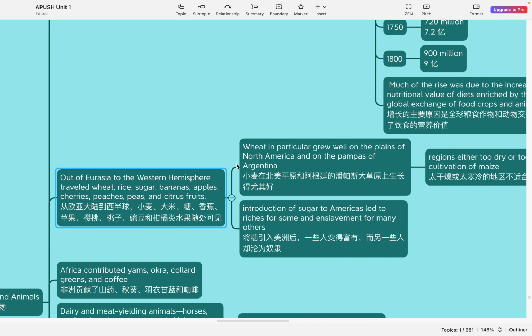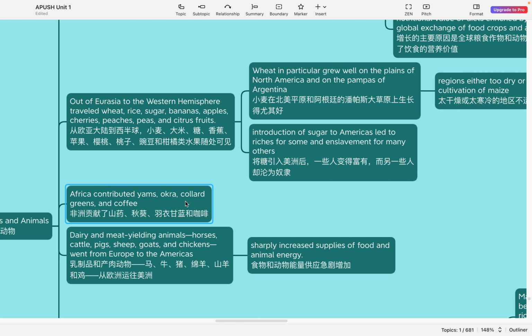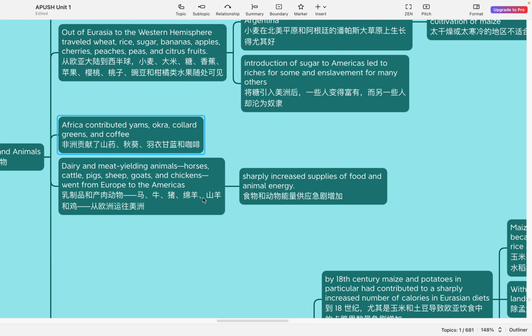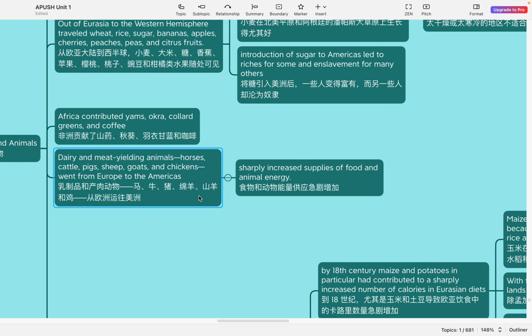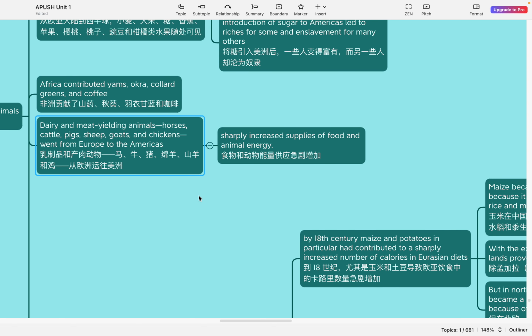Wheat and sugar from Eurasia made their way to the Americas, while Africa contributed yams, okra, kale, and coffee. High protein and high fat food sources like dairy products and livestock from Europe significantly increased food energy supply in the Americas.